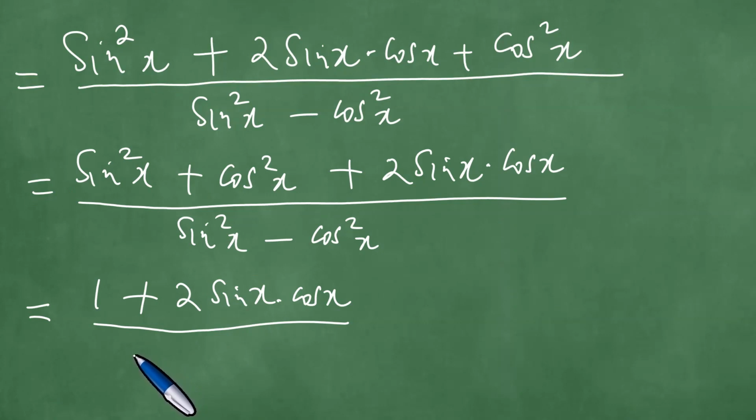And therefore, what do we know about any of these here? So we have in the denominator sine squared x minus cosine squared x. What is sine squared x minus cosine squared x?